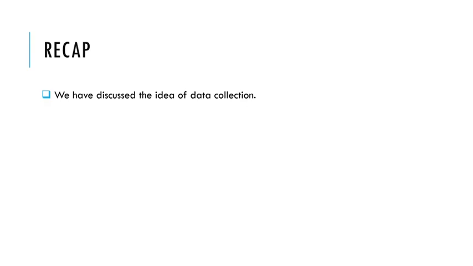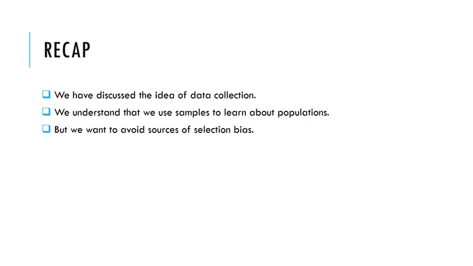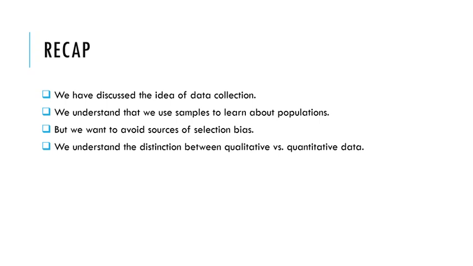So finally, let's just quickly recap. We've discussed the idea of data collection, and I've said it a million times. I'm sure you're sick of hearing it, but we understand that we use samples to learn about our population. But in our sampling and data collection process, we want to avoid sources of selection bias. And at this point, you should be able to describe to me things that might lead to selection bias. We've made some distinctions. We've talked about variables, and now we understand qualitative versus quantitative, and we can identify examples of qualitative data and quantitative data.